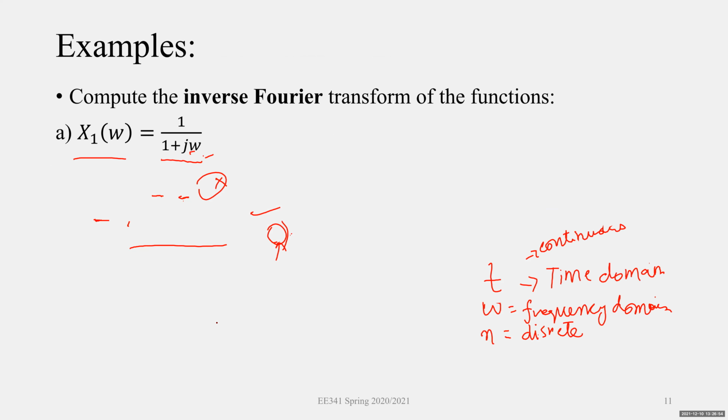Then now I will determine the inverse Fourier transform. So t is the continuous domain, omega is the frequency domain, and n is discrete.